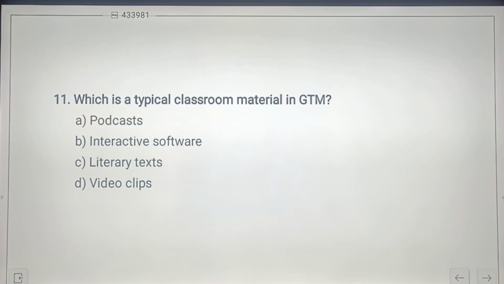Next, which is a typical classroom material in grammar translation method? A. Podcasts. B. Interactive software. C. Literary text. D. Video clips. The right answer is literary text.